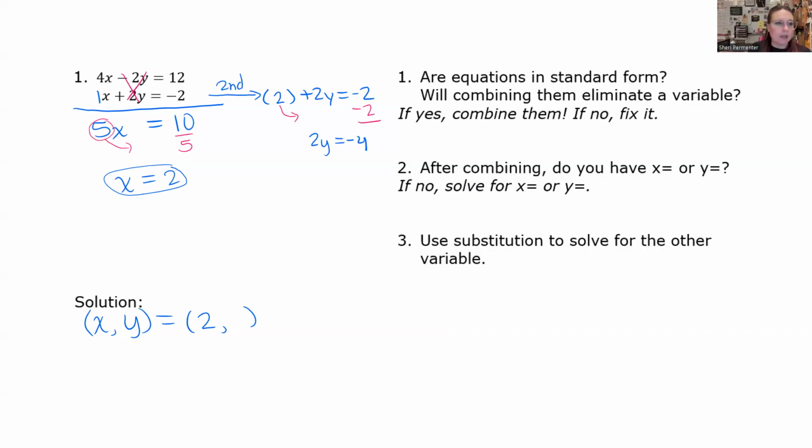Negative 4. And then what's my last step? Yep, I need to divide by 2. So y is equal to negative 4 divided by 2. What is that? Negative 2. So I just solved for the second part of my solution. My solution is x comma y.